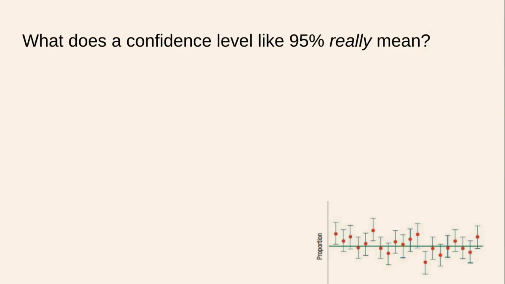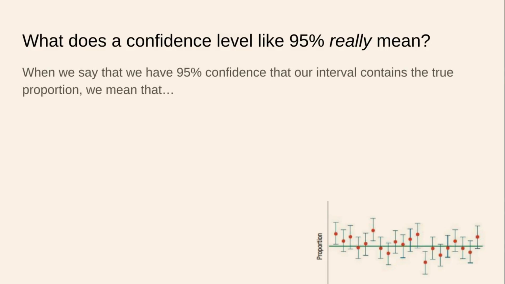So here we go. What does a confidence level like 95% actually mean? What is a confidence interval really saying? All right, now this gets pretty technical. So I have this image from the textbook that I found is helpful, and I will do my best to describe this. This does get a little messy. When we say that we have a 95% confidence that our interval contains the true proportion for the population, here is what we mean.